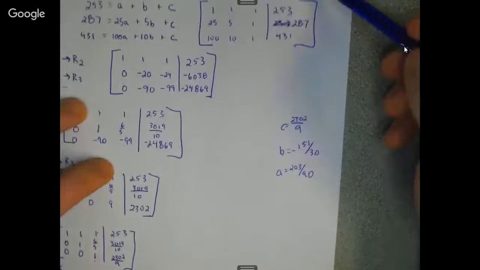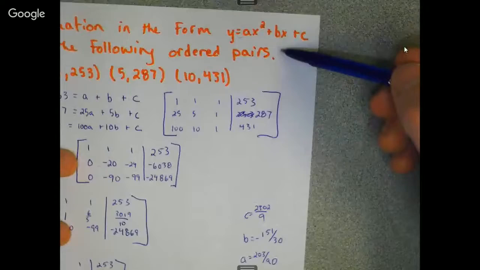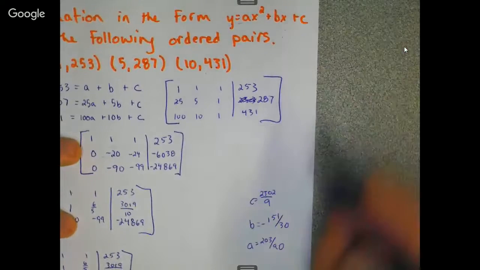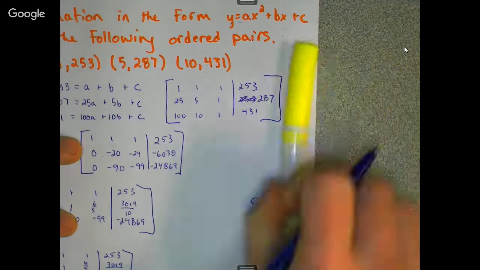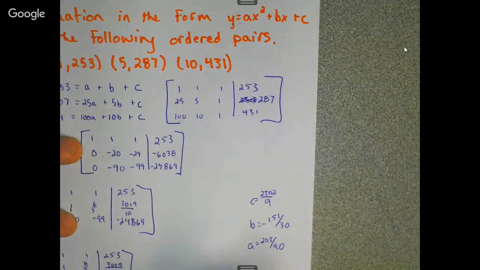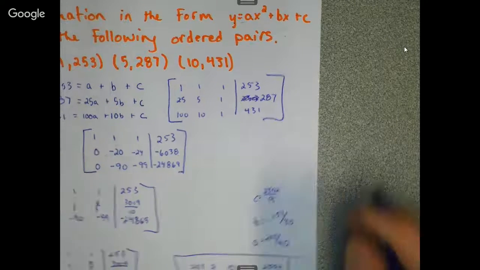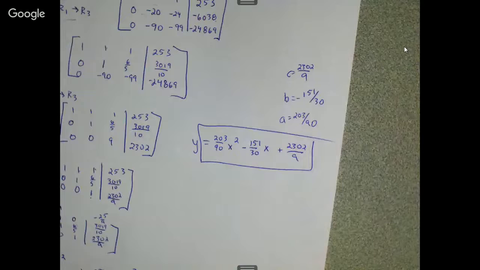So now I can put all three of those back into the form that they wanted it in. So I have y equals 203 over 90 x squared minus 151 over 30 x plus 2302 over 9. And man, was that fun. Okay. I appreciate you staying with me through that.